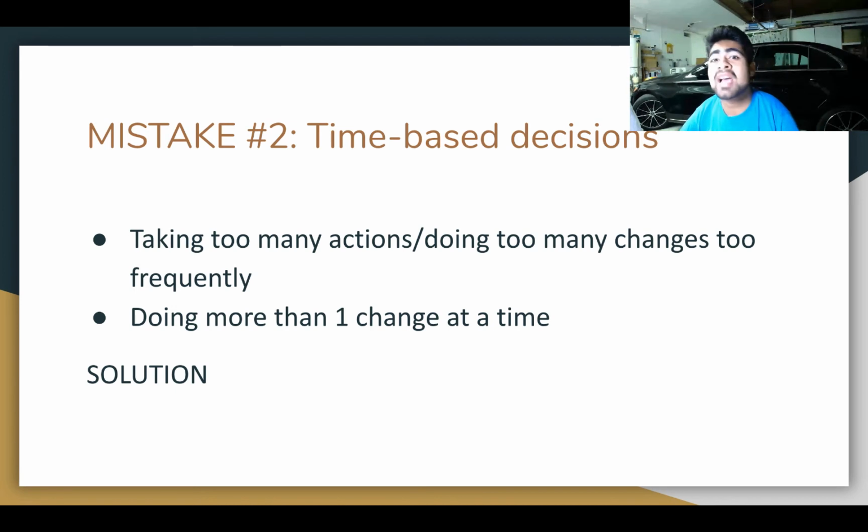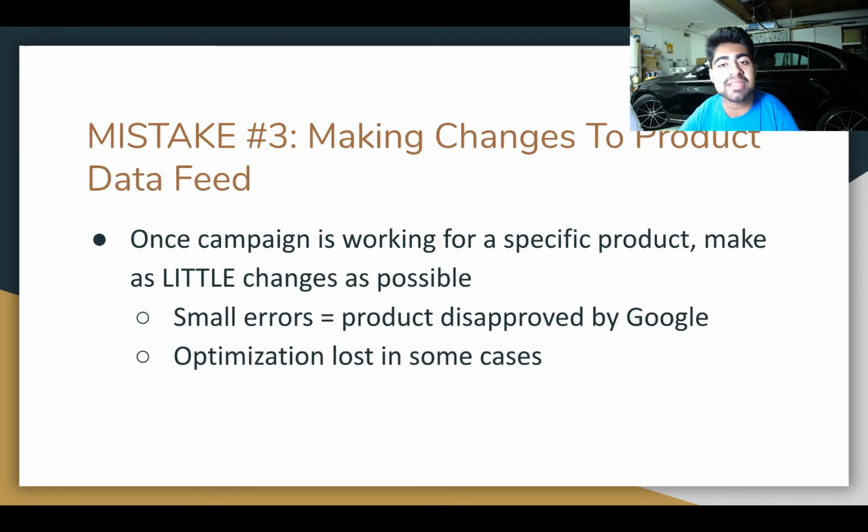But with Google ads, I always recommend that you wait 3 to 7 days to make any kinds of decisions, and whatever decisions you make are time-based. Don't take too many and don't do too many changes frequently. If you make the changes after the 3 to 7 day waiting period, then that is completely fine. But moving on to mistake number 3, and this is making changes to the product data feed.